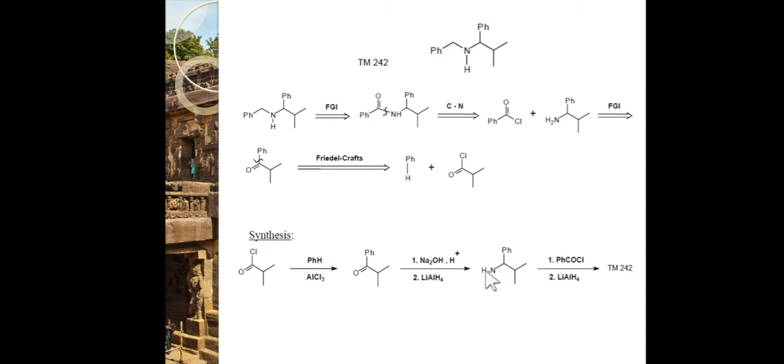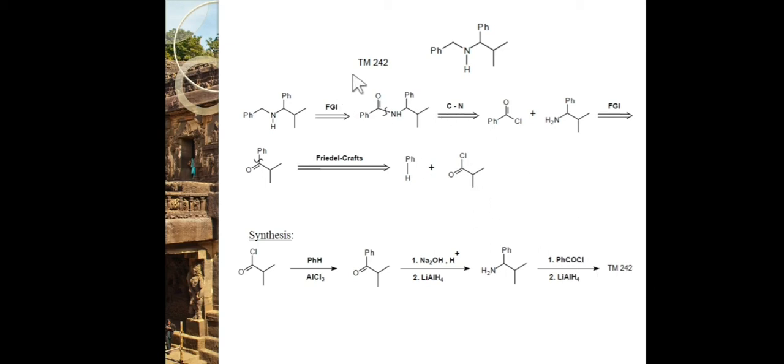This amine is treated with benzoyl chloride to get our amide. We get the amide by reaction of this amine with benzoyl chloride, and then reduction with LiAlH4 gives our final compound, that is, target molecule 242.